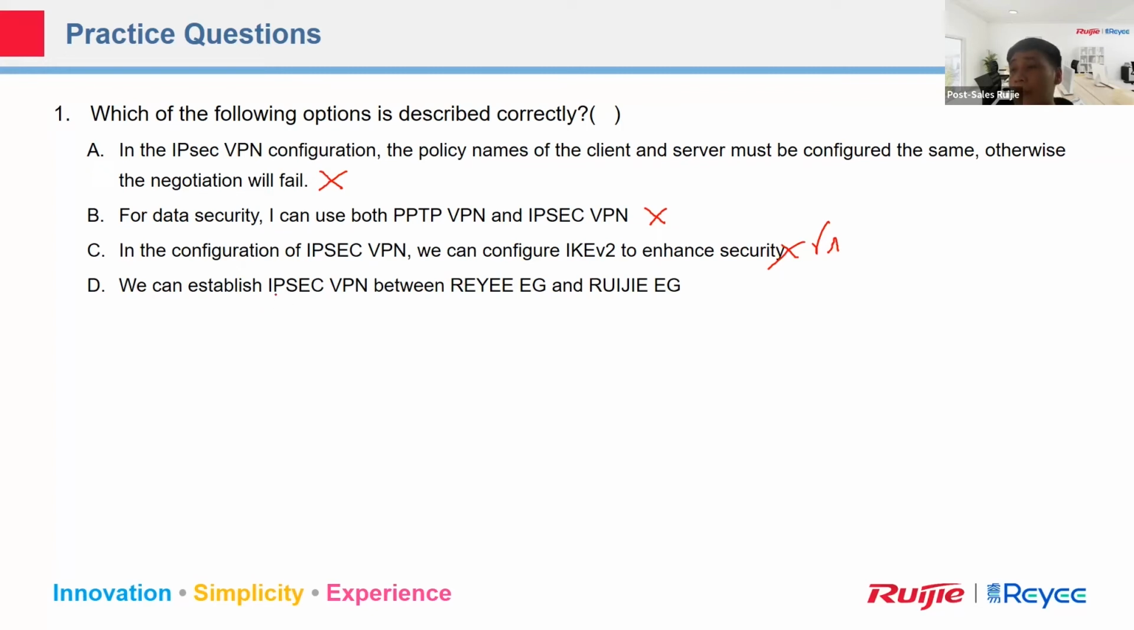So the last statement: IPSEC VPN between the gateway and another gateway can be established. This is the only correct one, right? You can even configure the IPSEC VPN between the gateway and a third-party vendor like FortiGate, or others like it. It is also supported. Okay.